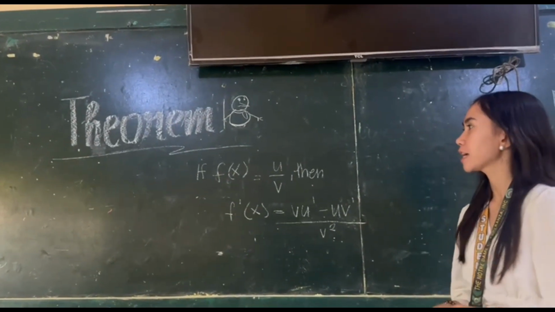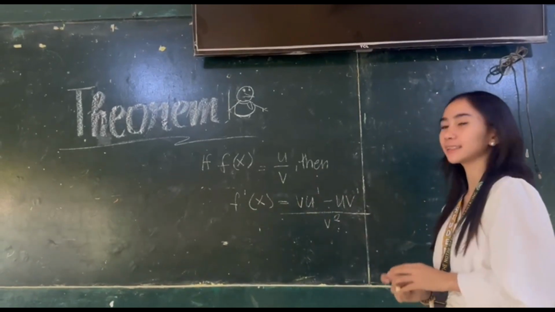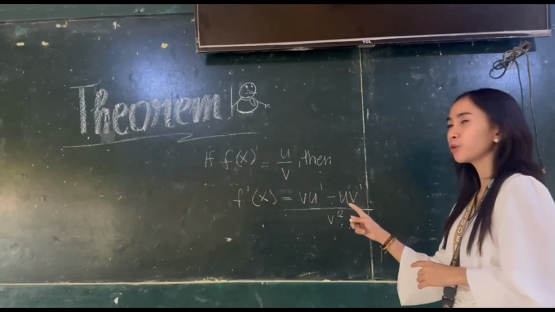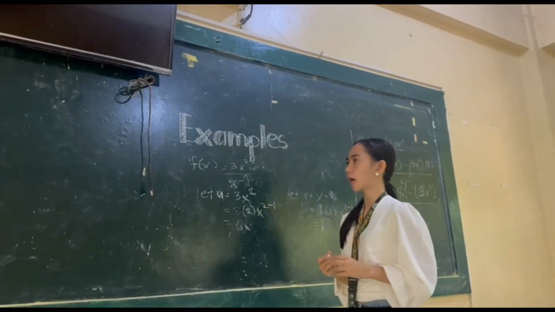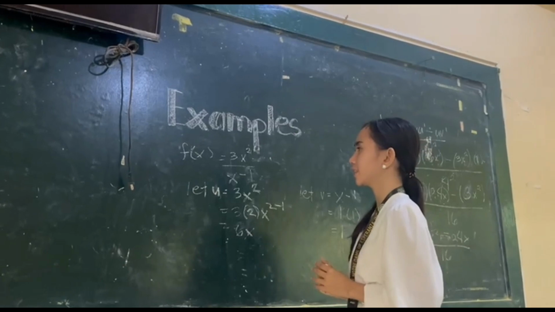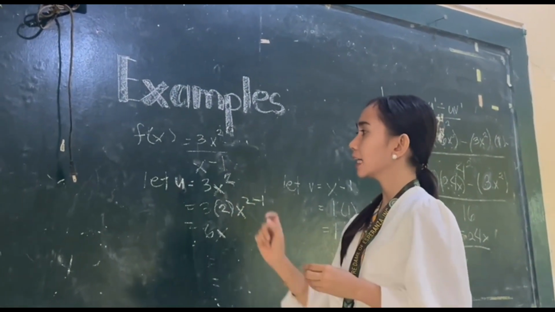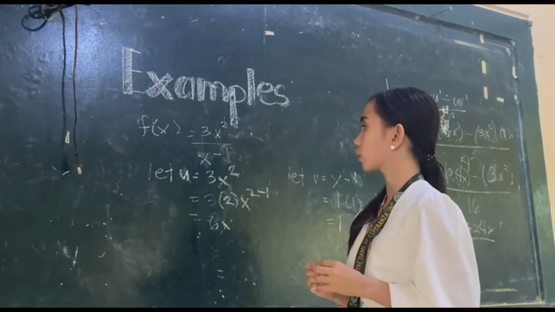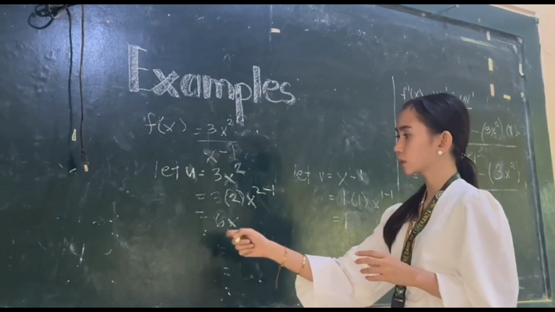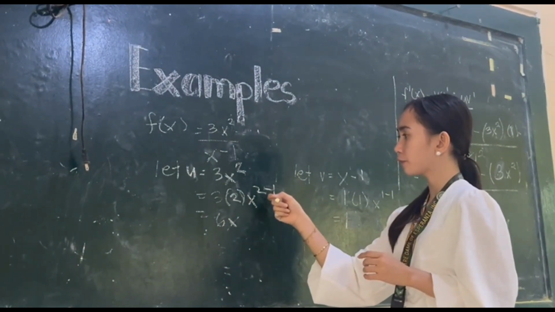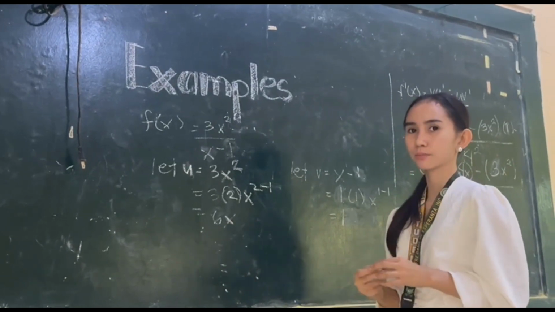Theorem 18. If f of x is equal to u over v, then f prime of x is equal to v u prime minus u v prime over v to the power of 2. Here are some examples. If f of x is equal to 3x squared over x minus 1, let u is equal to 3x squared, which is 3 times 2 is equal to 6. Then x raised to the power of 2 minus 1 is equal to 6x.